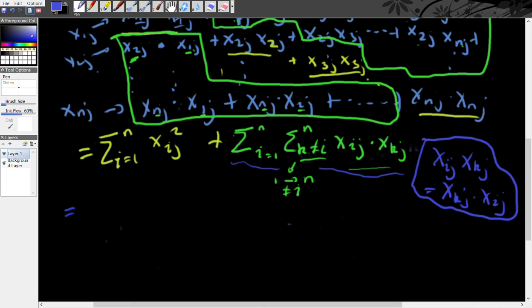Okay, so what that means is, something like x1j times x2j, let's say, you're going to see that once, and then you're going to see that again as x2j times x1j. So these are repeated twice. So I can actually simplify this sum. I consider all distinct pairs and multiply that by 2, because all distinct pairs are repeated twice. Yes? Okay.